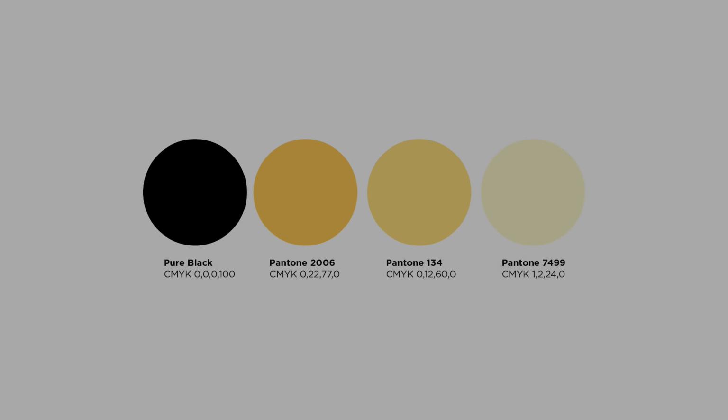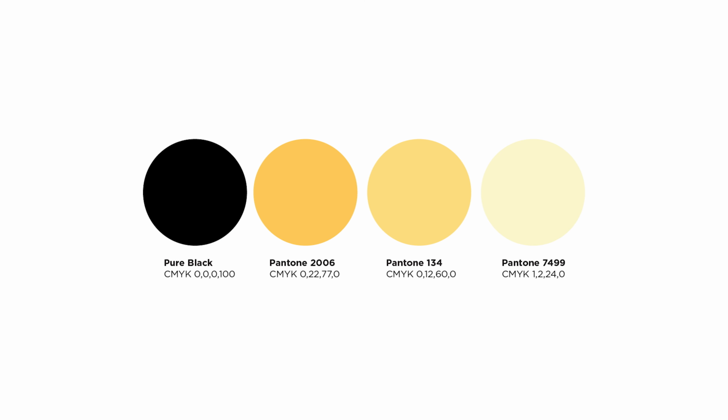To start, here's the color palette that we'll be using. I've shown the Pantone and CMYK color breakdowns. Be sure to set this up in advance in your file. The file size of the artboard should be 1920 by 1080 pixels. All right, let's get into it.